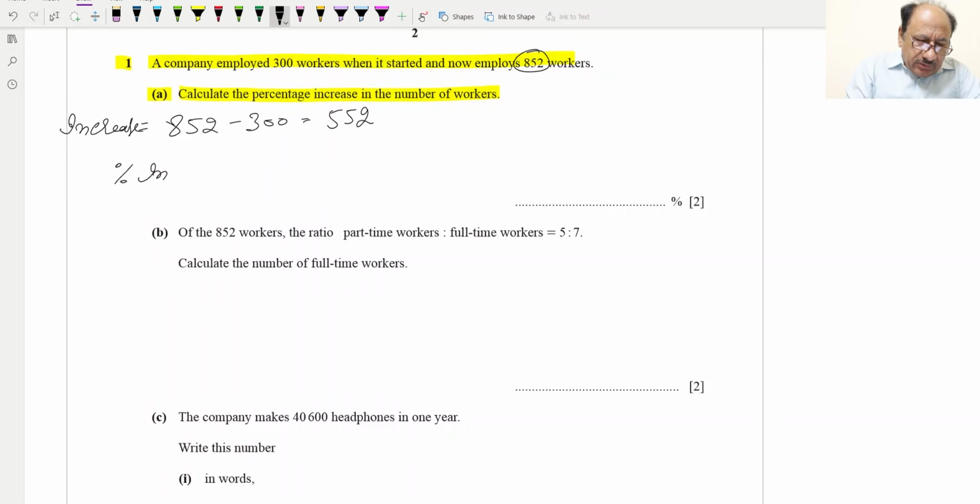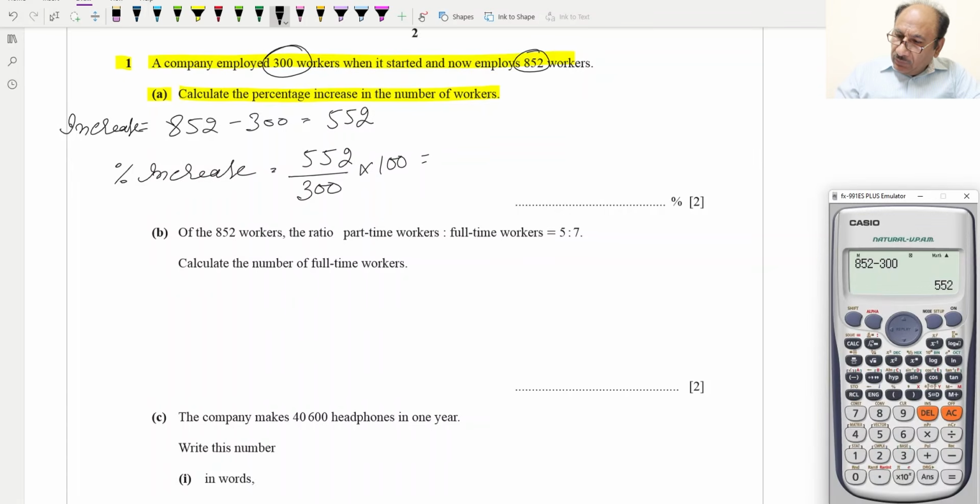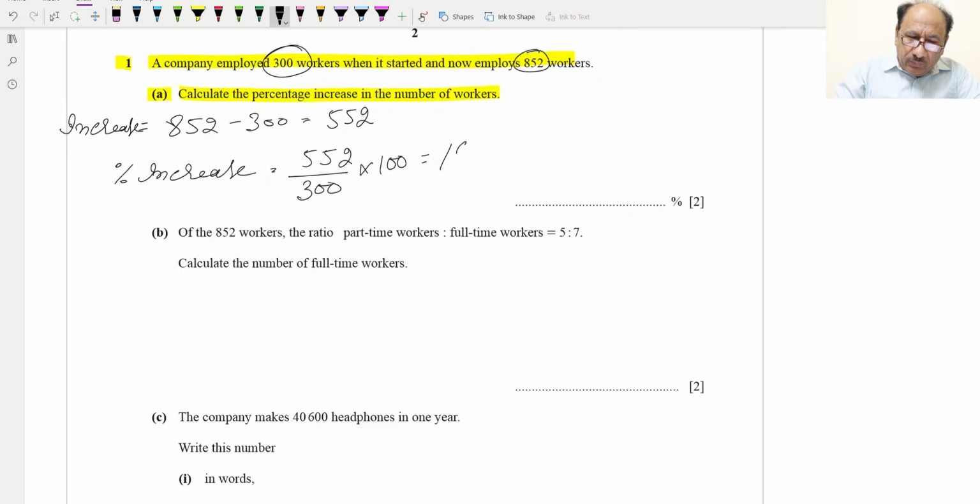Now the percentage increase: 552 is the increment against the original one, which is 300. So multiply by 100 for percentage. We can write 552 over 300 multiplied by 100, which is equal to 184%. So 184 will be our answer. The percentage symbol is already there. This is 2 marks.